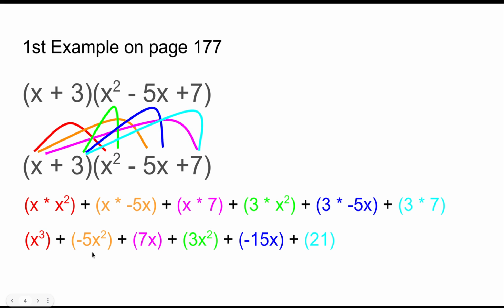X squared. What do we have to combine that's x squared? We have negative 5x squared and we have 3x squared. So this will combine to a negative 2x squared. And then we have 7x and negative 15x, which will combine to a negative 8x. And then 21 is all by itself. There's no other constants to add to it. So this is our final answer.